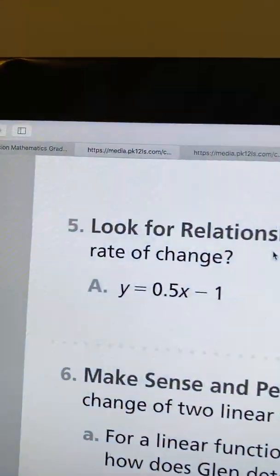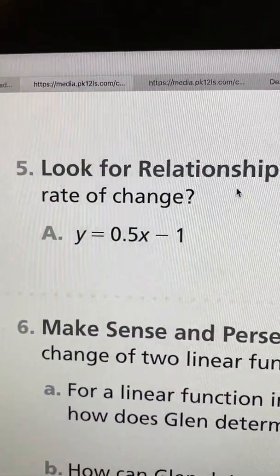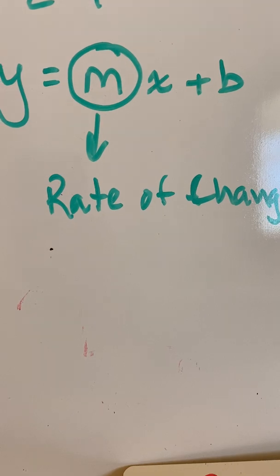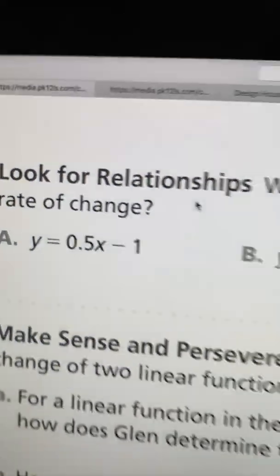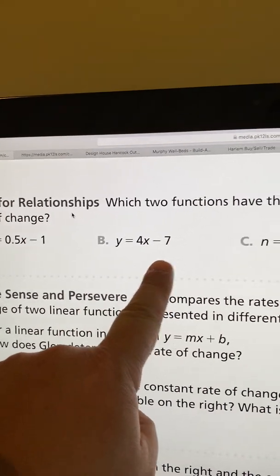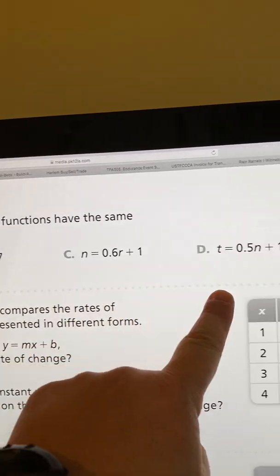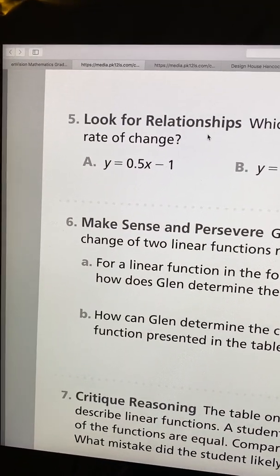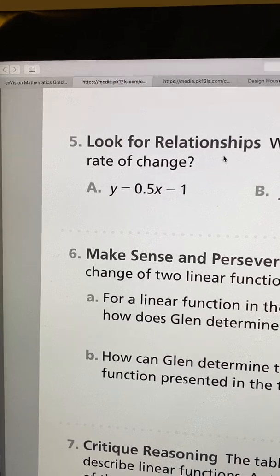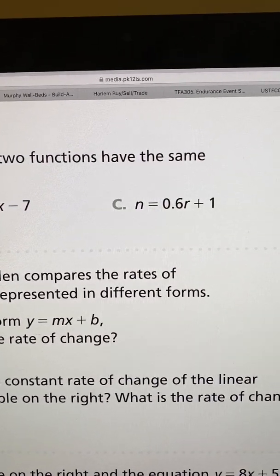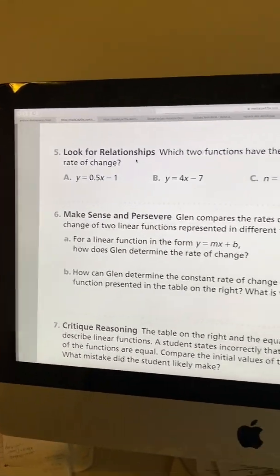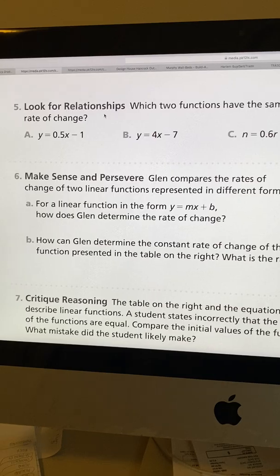Now, in these four parts, A, y equals mx plus b, like I said, y equals mx plus b, right in here, that is the rate of change. It's the slope. So in all of these, all you're looking for, the 5, the 4, the 0.6, and the 0.5. These are what we're looking at. Which one has the same m, slope, rate of change? Well, this one has 0.5, this one is a 4, this one has 0.6, this one is 0.5. So D and A have the same rate of change. Not a horrible one there. Which two have the same slope?